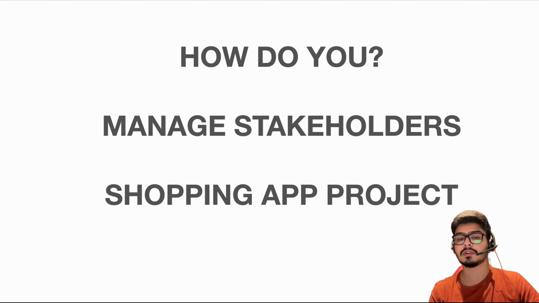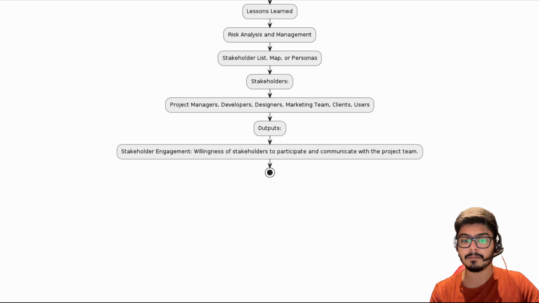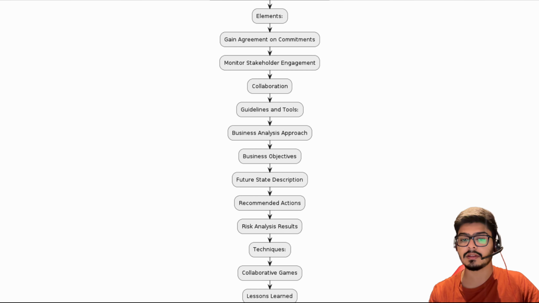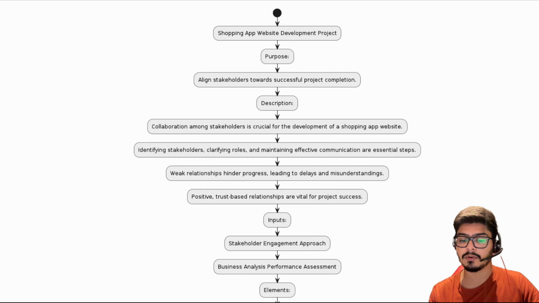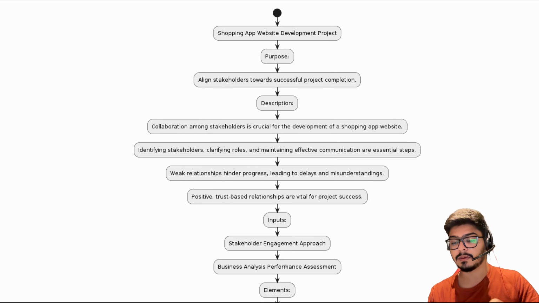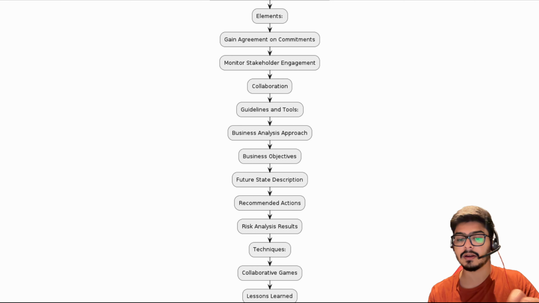So similarly, let's go in reverse. How do you manage stakeholders in a shopping app project? The output of a shopping app project is basically the willingness of stakeholders to participate and communicate in the project team. Who are involved? Project managers, developers, designers, the marketing team, and client users. In a similar fashion, everything happens at a pace. You just need to identify the roles, identify the communication steps, and identify risk. Then basically that would be your proper stakeholder engagement approach. Then plan a business performance assessment plan, and then collaborate with the stakeholders and define it very clearly. This is a very basic example.